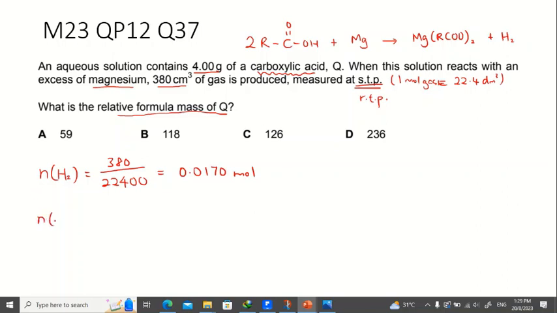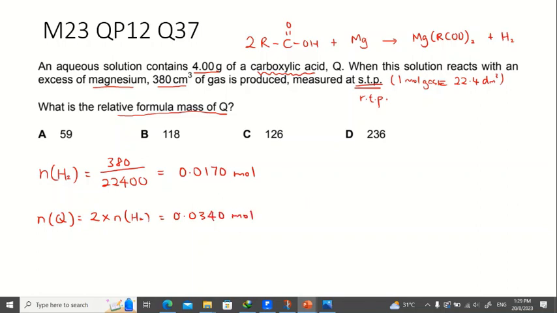Now from this equation, I know that 2 moles of Q will produce 1 mole of hydrogen. So the number of moles of Q is 2 times the number of moles of H2 because the ratio is 2 to 1, right? So the number of moles of Q is 0.0340 mole.